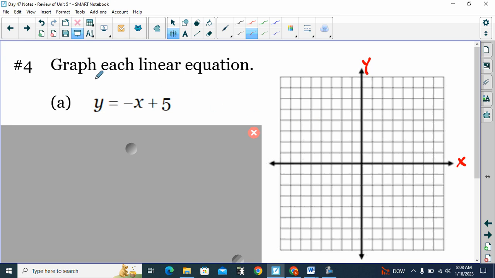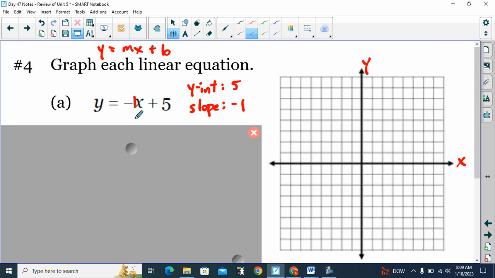Remember, we have our slope-intercept form. Slope-intercept form says y equals mx plus b. M is slope, b is y-intercept. So in this case, b is 5. My y-intercept is 5. And m is -1. If there's not something written there, it's understood to be a 1. So my slope is -1.